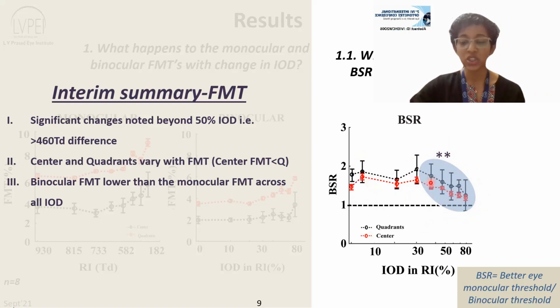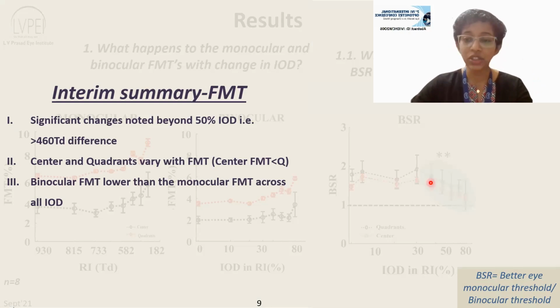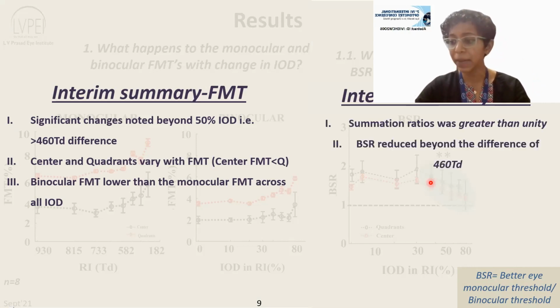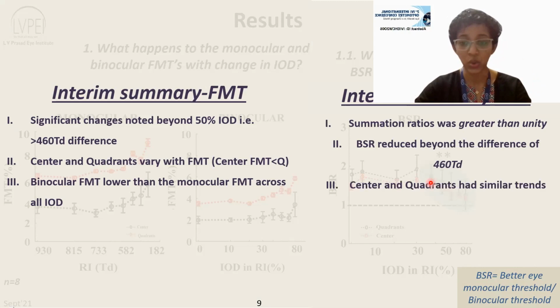So the BSR showed again a trend that changed beyond the 460 trolands of interocular difference. To summarize the findings from the BSR, the summation ratios were absolutely greater than unity, and BSR reduced beyond 460 trolands, and the center and quadrants had similar patterns. So this is about interocular differences creating a change in the BSR and the FMT.